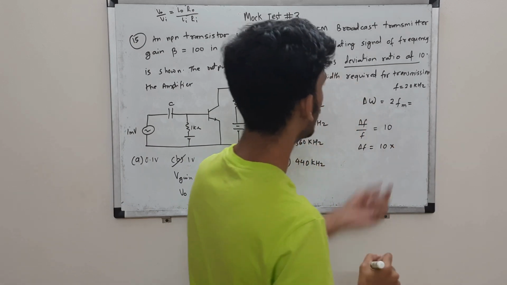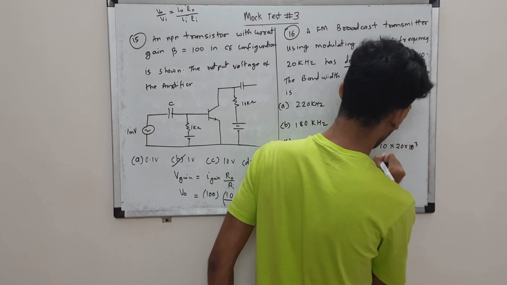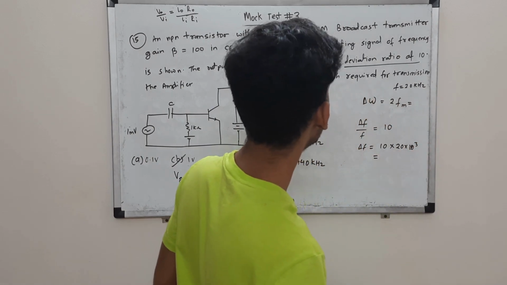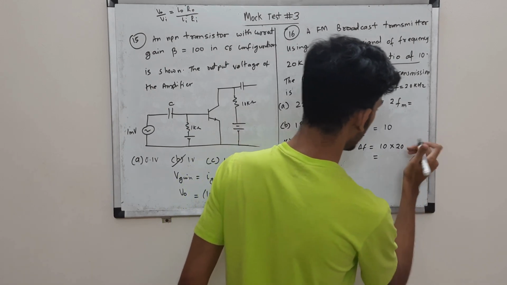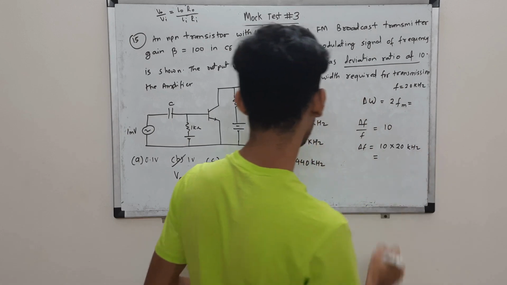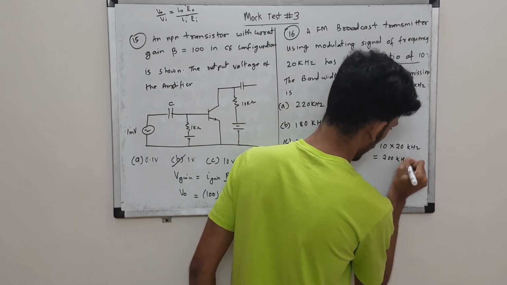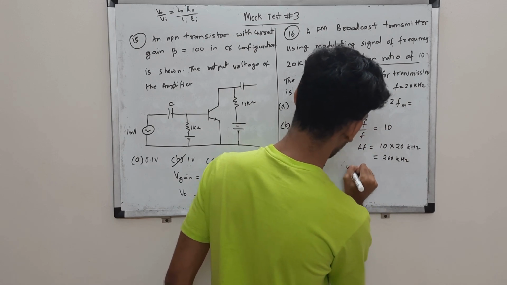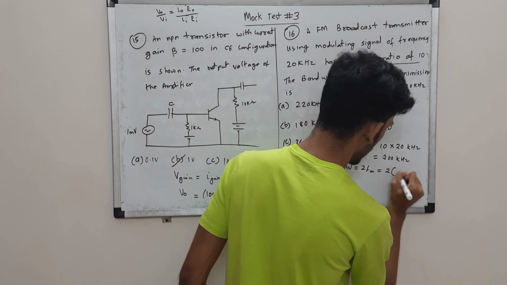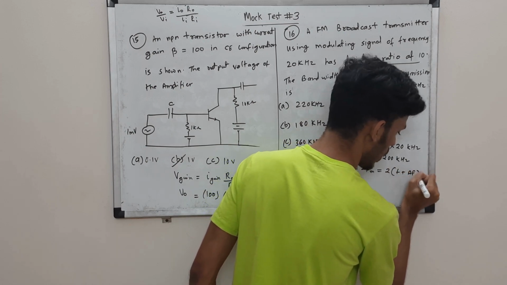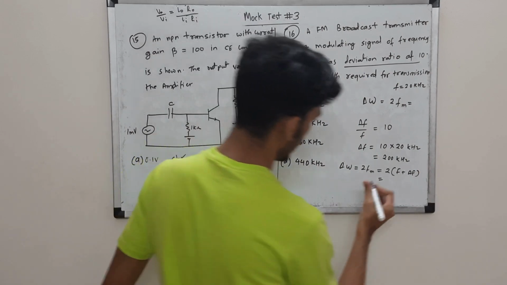F is nothing but 20 kilohertz, so 20 into 10 to the power 3. Fine. So what will this be? I guess we'll keep kilohertz as it is, since the answers are also in kilohertz, so this is 200 kilohertz. Now delta omega is 2 times FM, and FM is itself F plus delta F. So the frequency plus the error in it, I can say.